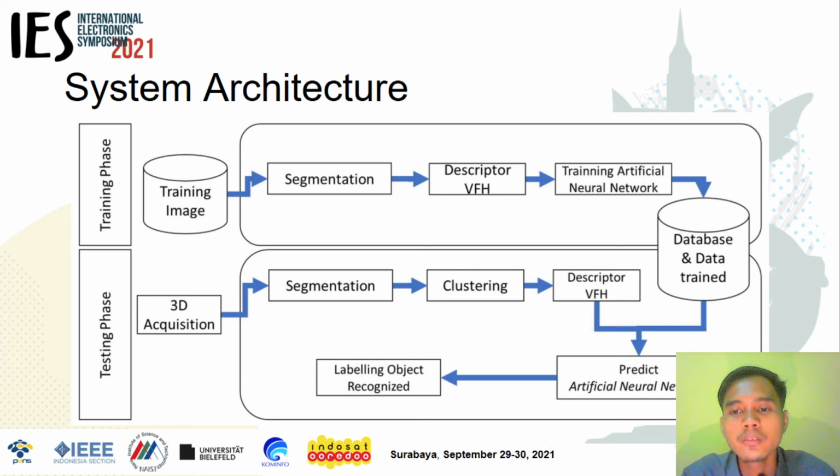And next, with the descriptor VFH, we extract the feature. After that, we do prediction using an artificial neural network with the data trained before. And after we got the result for recognition, we visualize it.